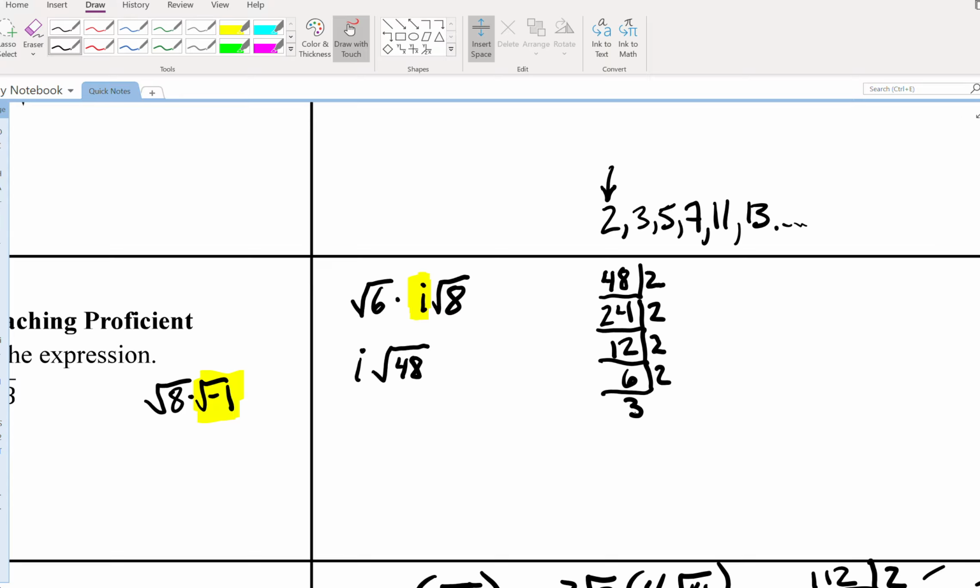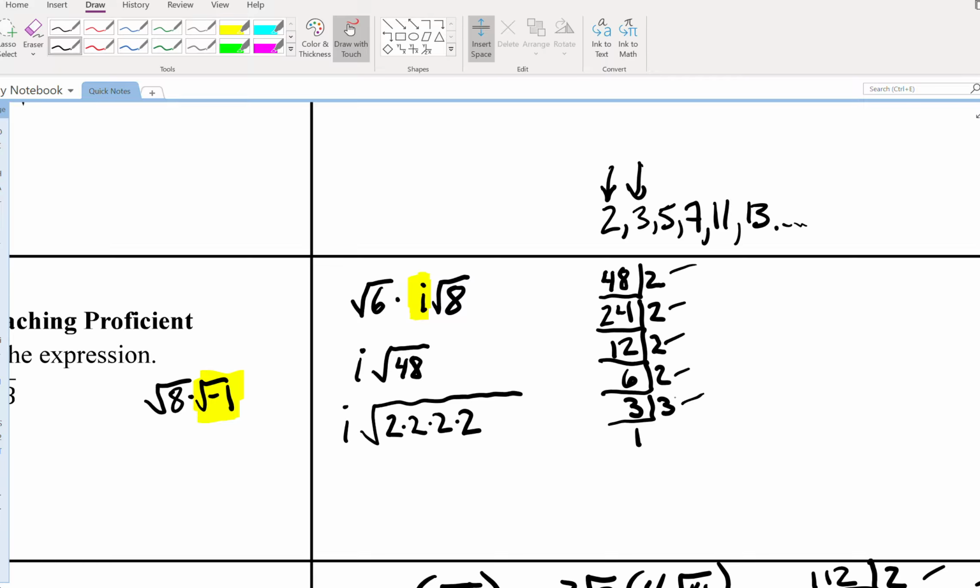And then 2 into 6, 3. Now 3 is not divisible by 2, but it's also prime. And so I'm going to say, well, 3 goes into itself one time. And when you get to 1, you're done. So the prime factors of 48, I've got 1, 2, 3, 4 2's and 1 3. So this is i times the square root of 48 can be rewritten as 2 times 2 times 2 times 2 times 3.